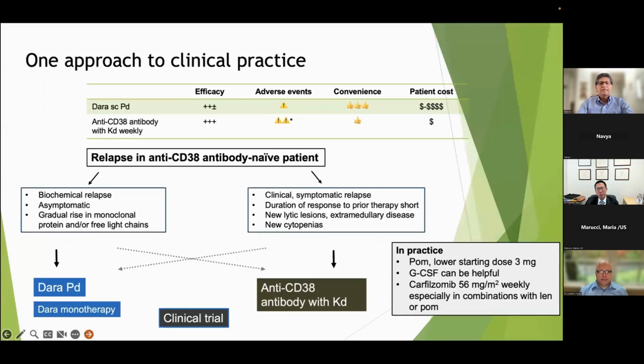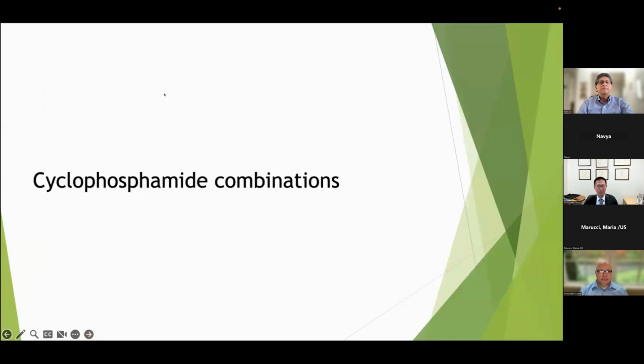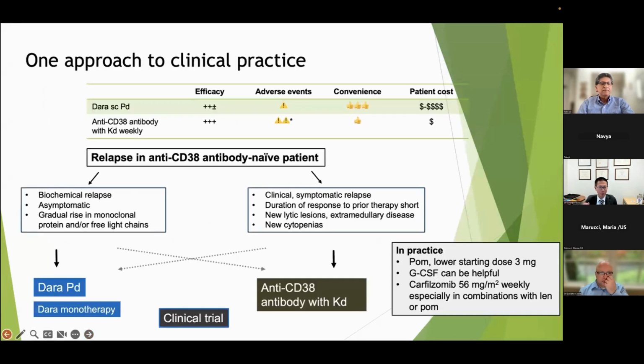So here's just one approach. It's not the only approach. It's one approach to clinical practice. I think there's not going to be a head-to-head trial looking at anti-CD38 antibody pomalidomide versus CD38 antibody carfilzomib. I don't anticipate that will happen, but if that actually happened, I do think that the carfilzomib-based regimen would probably have more PFS and deeper responses.